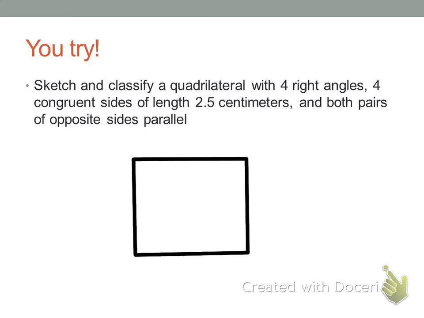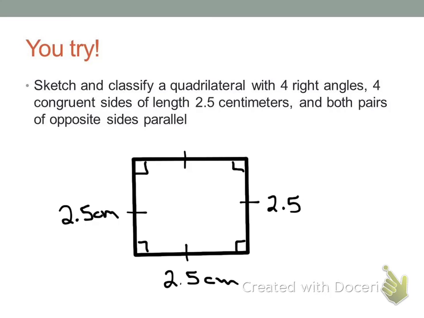All right, well, if you have right angles and if all the sides are 2.5 centimeters, what type of figure do you have? It's a square. It's a square, 2.5 centimeters. All right, so I do have a square.